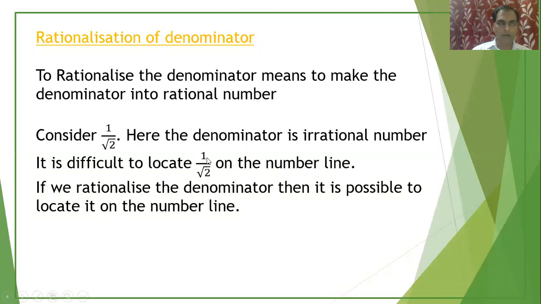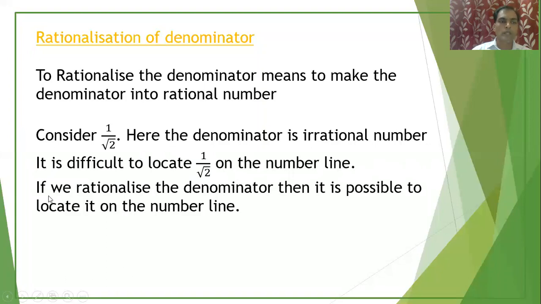As we have seen, we have located points, positive integers like 1, 2, 3, negative -2, -3, -4. This we can easily locate on the number line. Also, if we have 1 upon 2, 3 upon 4, still we can represent it on the number line. Again, we have also seen how to represent root 2, root 3, root 5 on the number line. But here, to locate 1 upon root 2 is really difficult because root 2 is an irrational number, that is non-terminating and non-recurring. Okay? So doing this division and then locating it on the number line is really difficult.